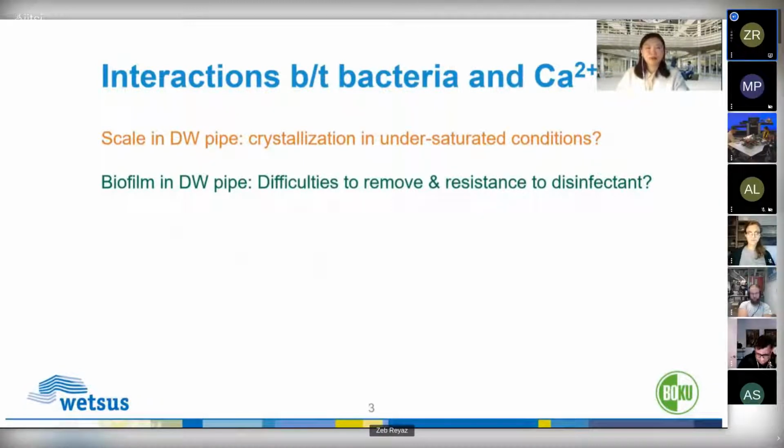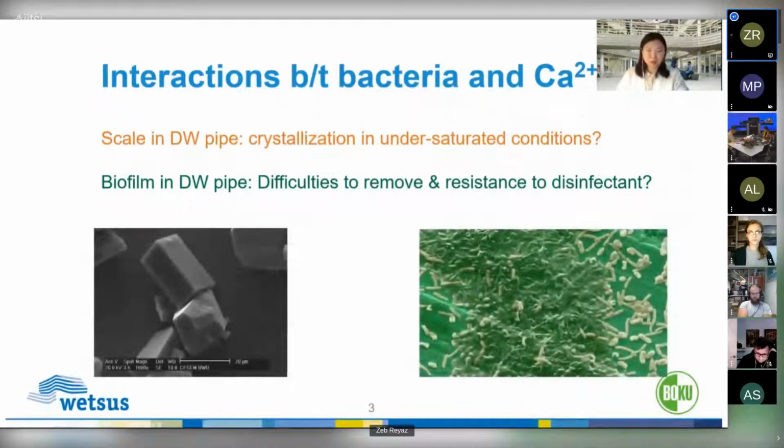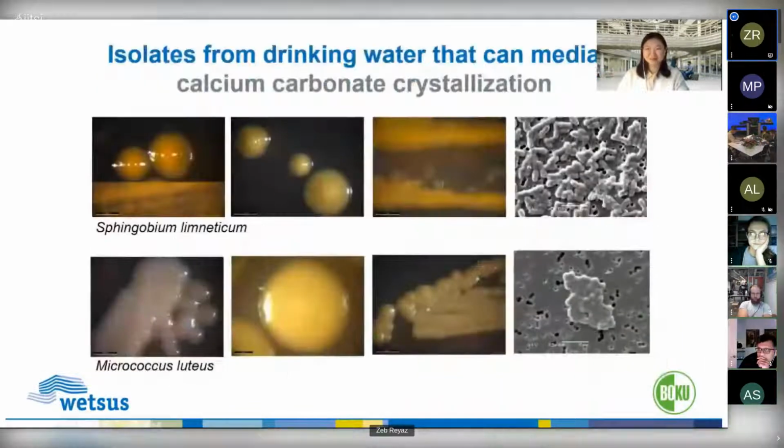And of course, you always have the problem with the biofilm that it's difficult to remove and they're resistant to disinfectant. So here are two images under SEM. One is the calcite calcium carbonate scale, and the other one is bacteria biofilm. And it's very difficult to imagine that these two processes can have a connection somewhere.